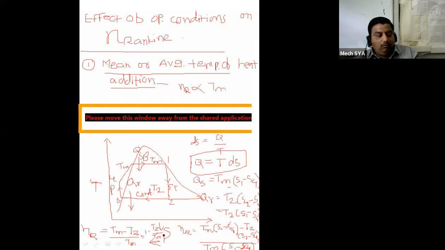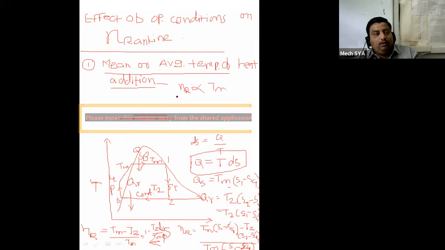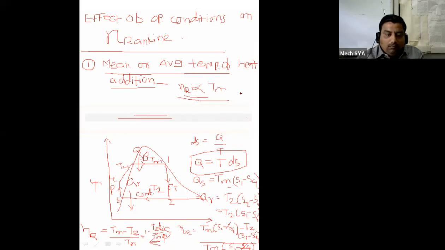That means if Tm increases, if we want more efficiency, T2 should be as less as possible and Tm should be as great as possible. As great as possible means the higher the Tm, the higher the efficiency. Therefore eta Rankine is directly proportional to Tm.